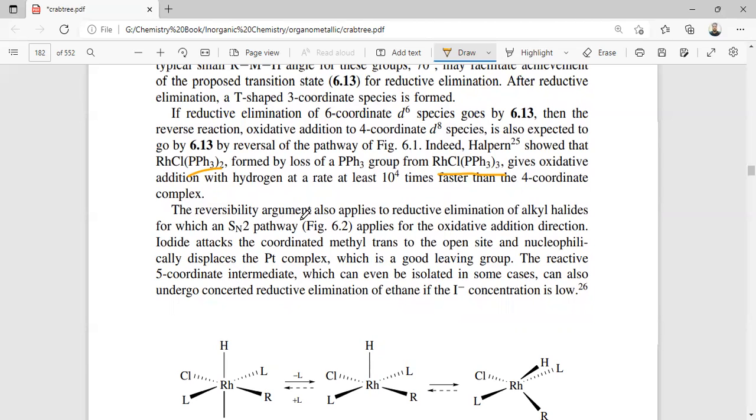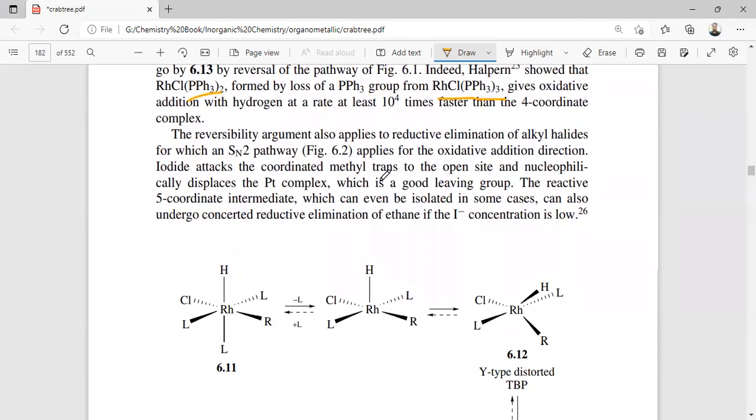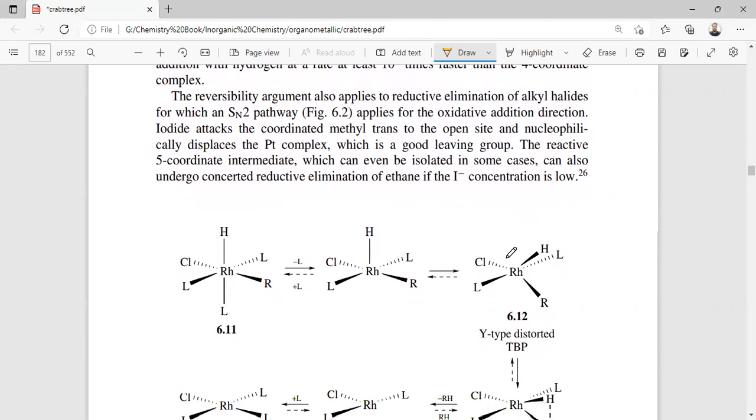So the reversibility argument also applies to reductive elimination of alkyl halide following the SN2 pathway. It applies for the oxidation direction. Iodide attacks the coordinated methyl trans to the metal, and the nucleophilicity displaces the platinum group using a good leaving group. The reductive elimination intermediate, which can even be isolated in some cases, can also undergo reductive elimination of ethane if the iodide concentration is low.